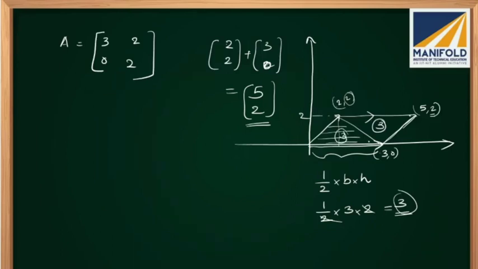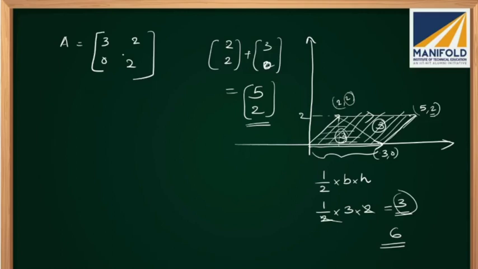Can we write it as C2 plus C1? Yeah, correct. It's C2 plus C1 only. Correct. So the area of this triangle plus this triangle should get me a total area of 6. Now this parallelogram is giving me a total area of 6.